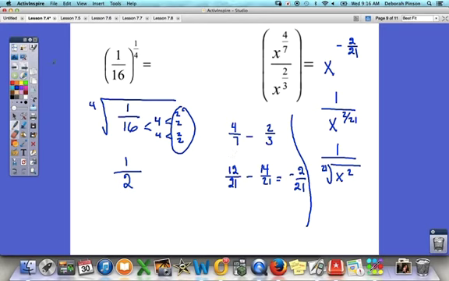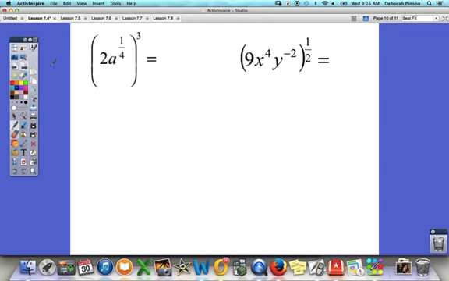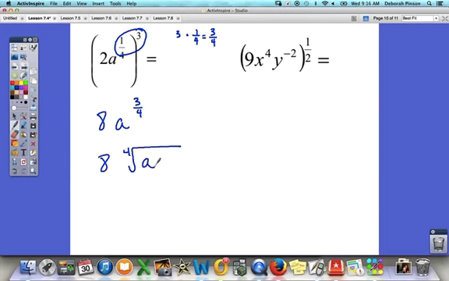Okay, and then here's one that you could probably do either way. I'm going to leave it in this form. So I'm going to do 2 to the 3rd is 8. 2 times 2 times 2. And I'm going to multiply these together. So 3/4. Now that's great. I'm just going to change over to the other form.